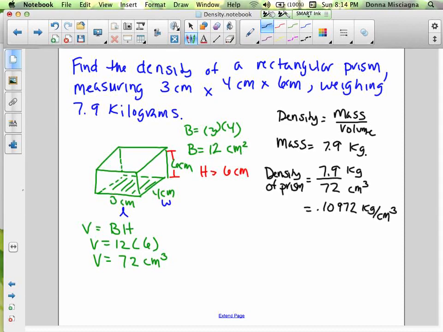There we go. And you might think, oh, this one would float because that's less than 1. But the water was in grams. So 1 gram per centimeter cubed is the density of water. Well, kilograms is a much heavier measurement than grams. This one would still sink. Right.